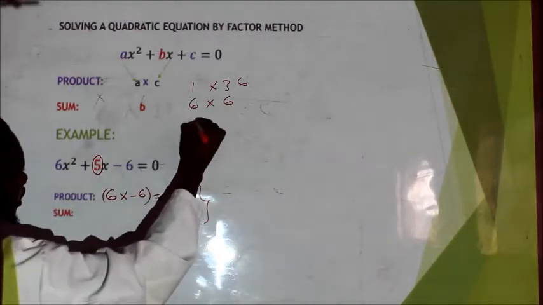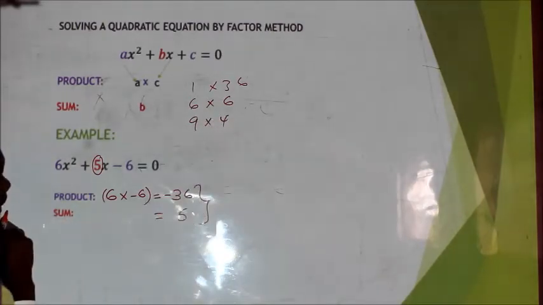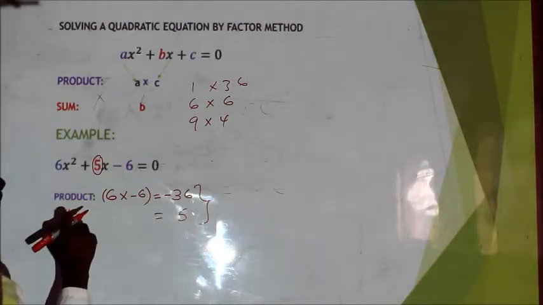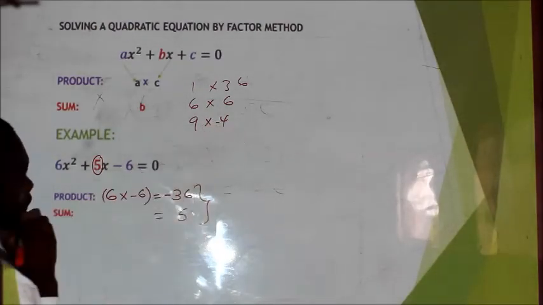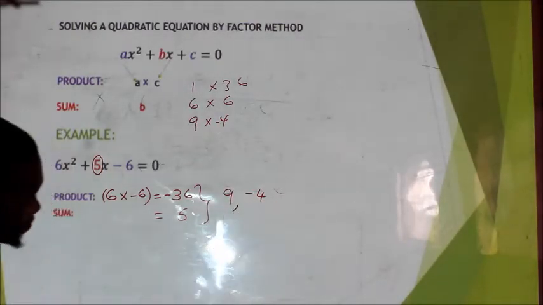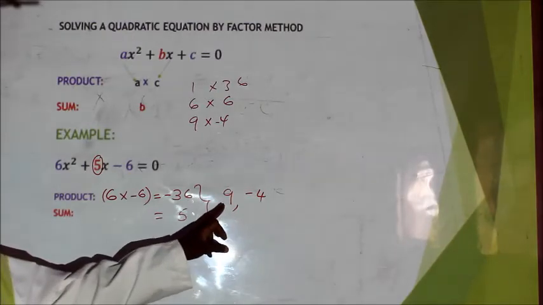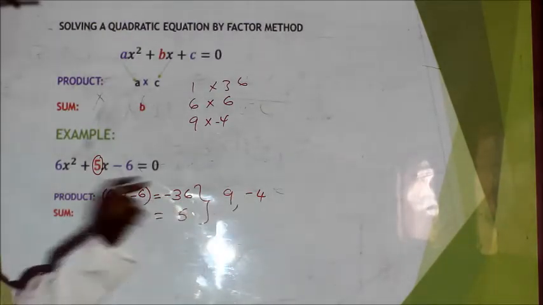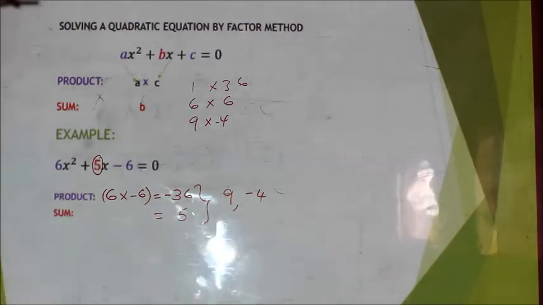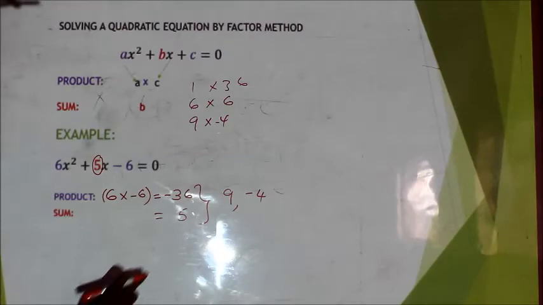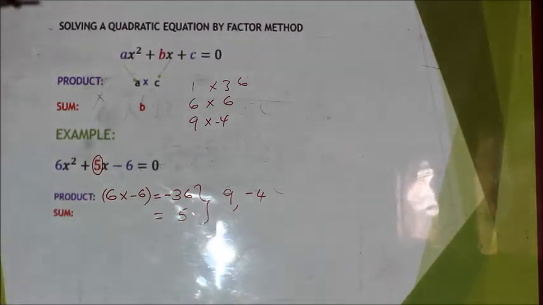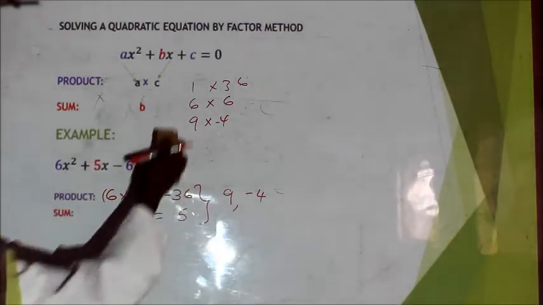If I check 9 times 4, yeah, that is 36 again. And this can give me a sum of 5 if I put this as negative 4, so I have it as 9 and negative 4. You realize that 9 times negative 4 will give me negative 36. And then 9 plus negative 4 will give me 5, correct? So now I have negative 36 and 5. Its factors are 9 and negative 4.